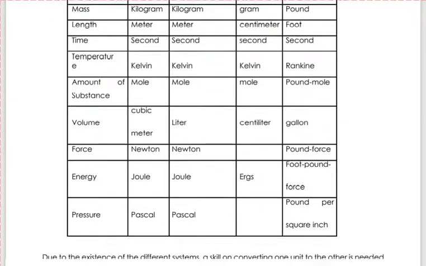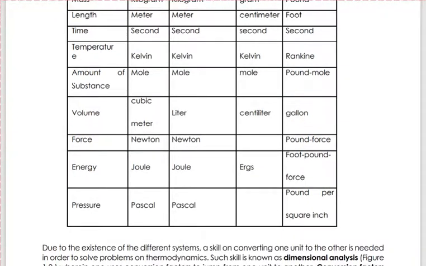Next, we have energy. For energy, that is joule. Joule for the SI and metric, erg for the CGS. And then foot pound force para sa aton nga English unit. For pressure, that will be Pascal for SI and metric. Pound per square inch for your English unit.